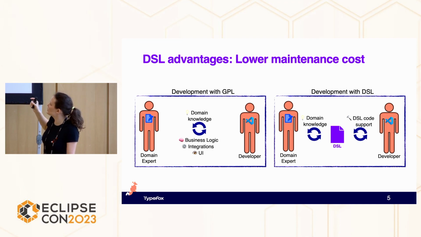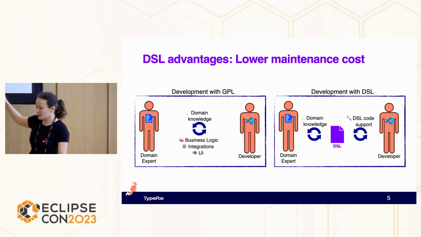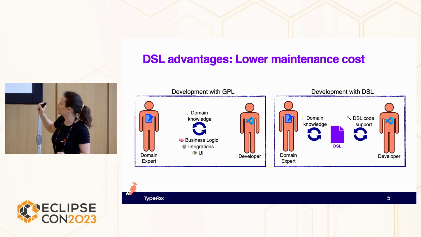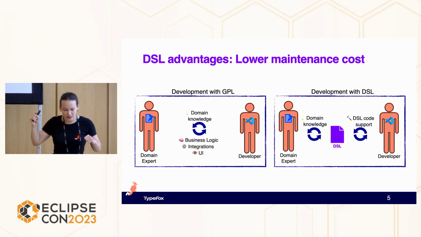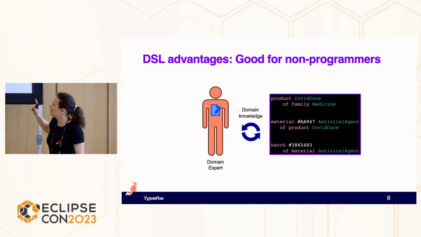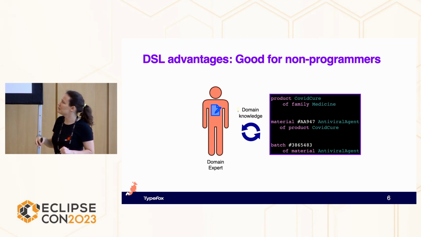When you use a domain-specific language, you're able to split this in such a way that domain experts can concentrate on development using only their knowledge, and developers using only their knowledge. This way lower maintenance cost happens. Another advantage that we mentioned is that it is good for non-programmers. Here I just wanted you to see this wonderful code snippet. There are many keywords that you would usually never meet in a general purpose language, but you see them in a domain-specific language because we are able to use domain vocabulary, like material, batch, product, and so on.